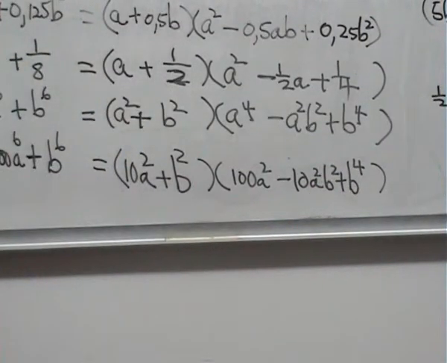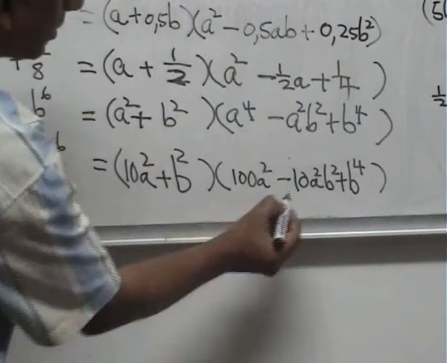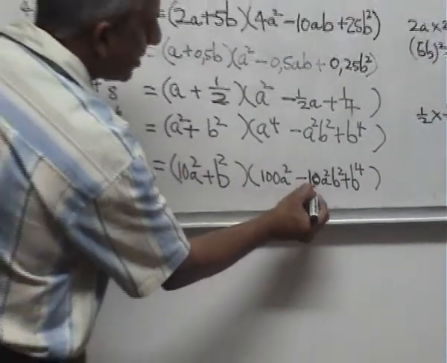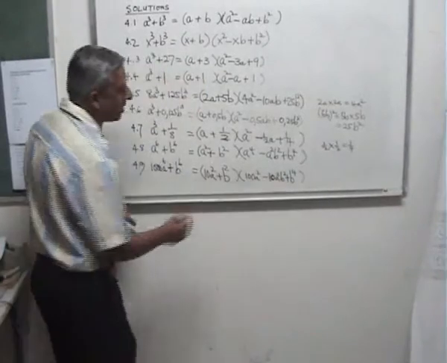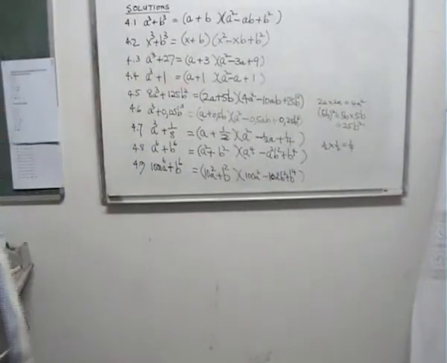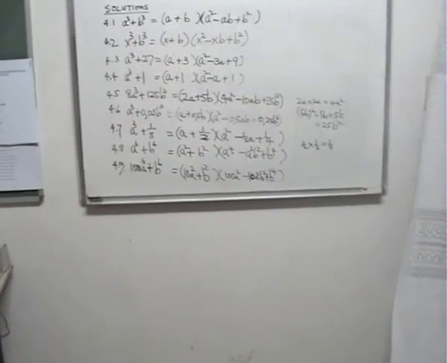Alright, so those were your answers for 4.1 to 4.9. And I hope you got them right. And that brings us to the end of sum and difference of two cubes. Okay, so just be careful, there's a plus sign here, alright? So it's a plus sign over here. Right, so that's the end of sum and difference of two cubes.